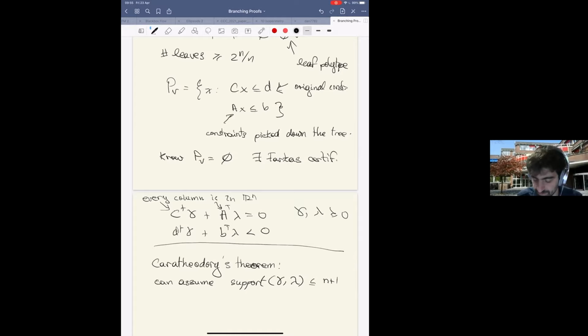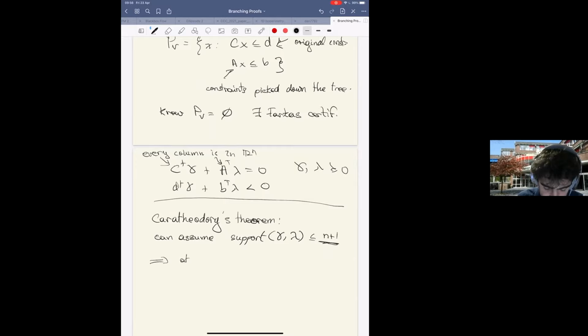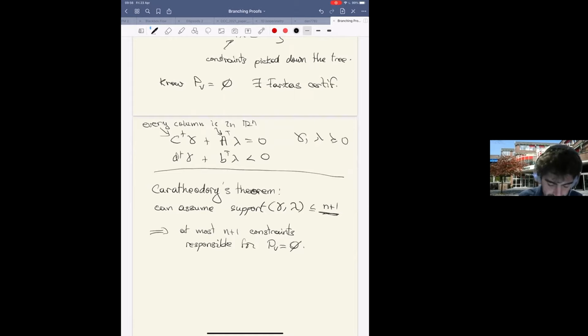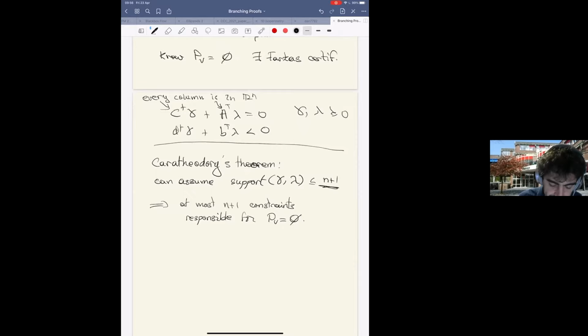Okay, so you can always post-process a Farkas certificate so that it's supported on at most n plus one different vectors. And this is the same as saying that if I have a polytope and it's infeasible, there are at most n plus one constraints that I can blame that are responsible for the infeasibility of a polytope. So this implies at most n plus one constraints are responsible for PV being empty. Okay. So it's really directly a consequence in this case of Carathéodory's theorem when you apply it to a Farkas certificate. And so what does that say?